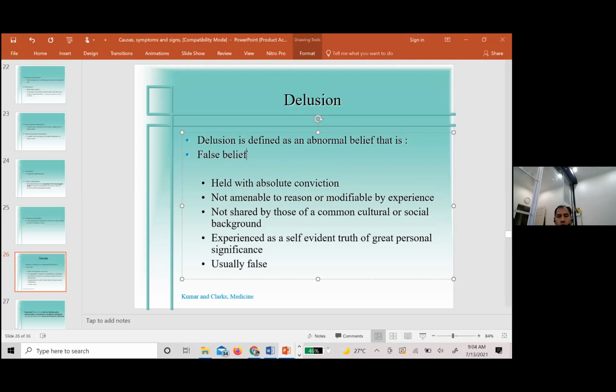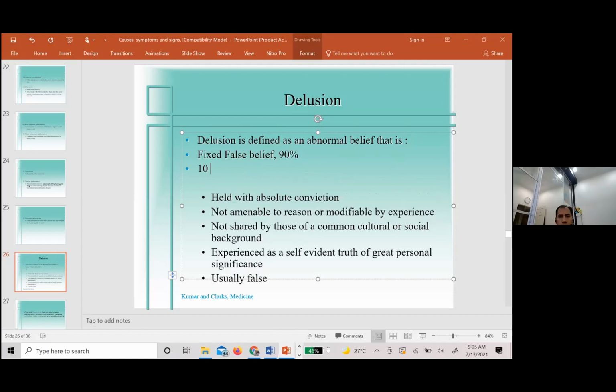First one is false belief. This is the first term. Oh, sorry, the answer is fixed. Full stop. Fixed false belief. Simple, just three words, explains 90% of the whole definition. So what is the other 10%? This is still adequate. If you answer fixed false belief, you already get 90% of the marks.